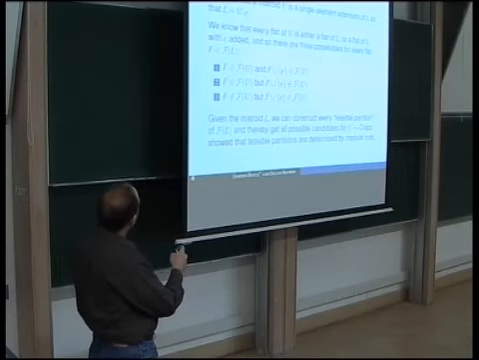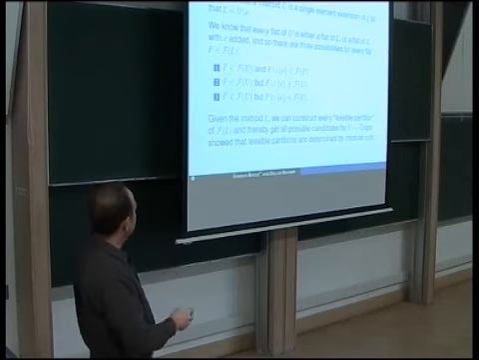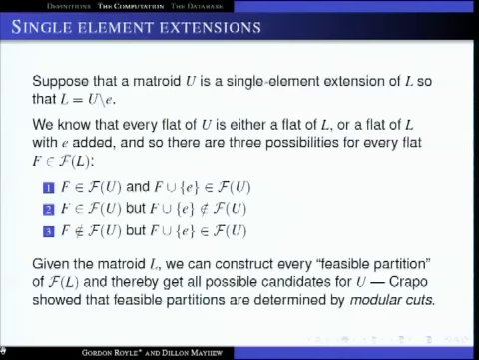So that tells us that for the flats in the lower object, there are 3 possibilities. Either it becomes a flat of the upper object, and when you add E, it becomes a flat of the upper object. So it generates 2 flats in the new lattice. Or it generates 1 flat in the new lattice, and it's either F with E added, or it's F without E added. So there are 3 possibilities.